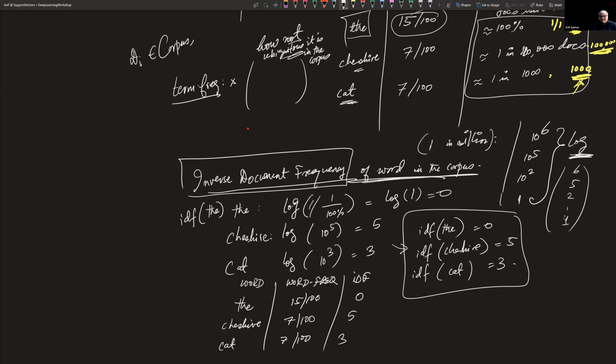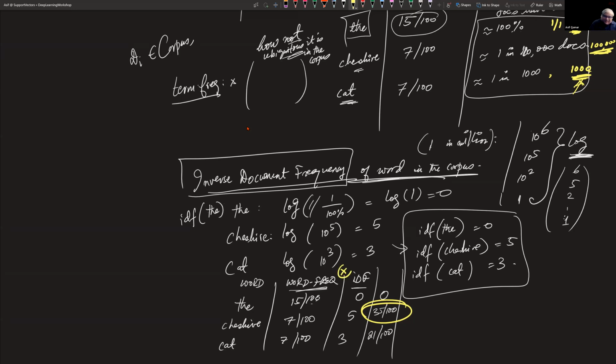And you begin to see that something interesting is coming out. What happens if you multiply these two columns together? You get 0, you get 35 over 100, and you get 21 over 100. So what it is saying is that in this document, Cheshire stands out. So that last column is a ratio? It is a product. Let me call it a product.